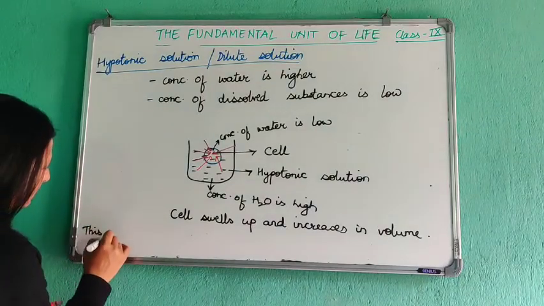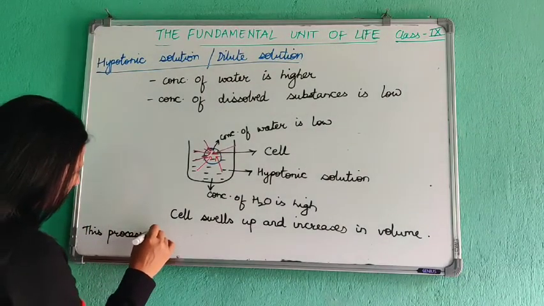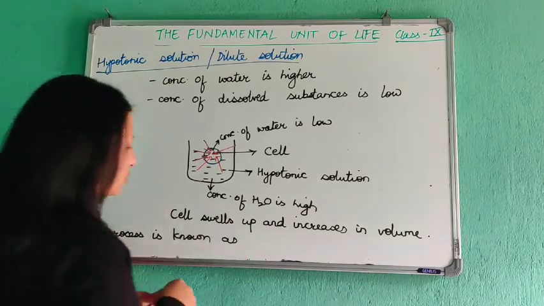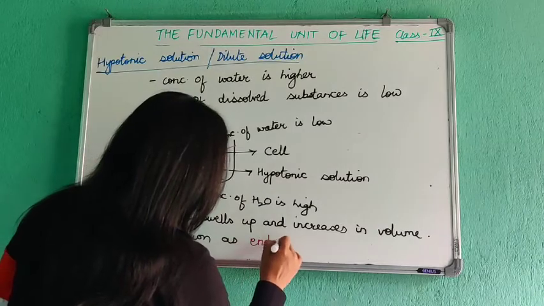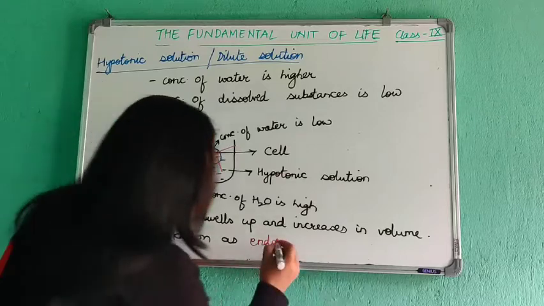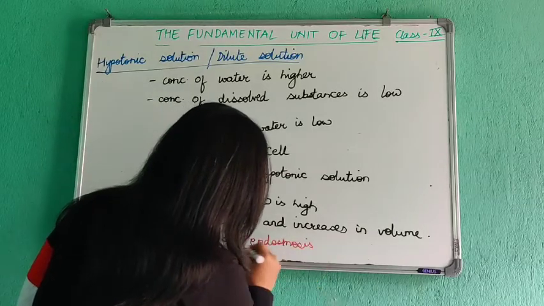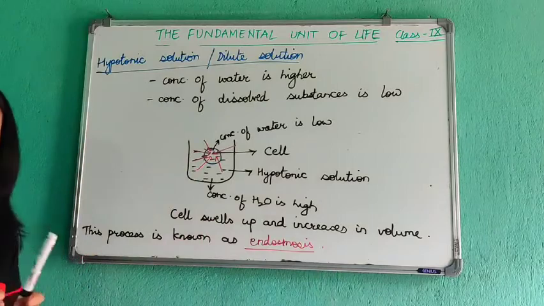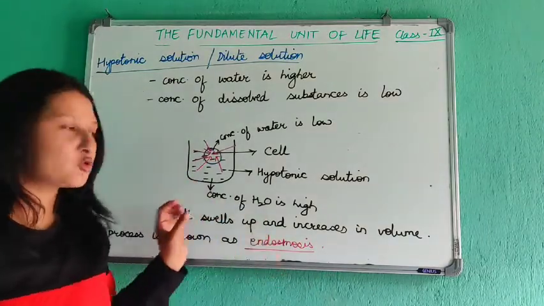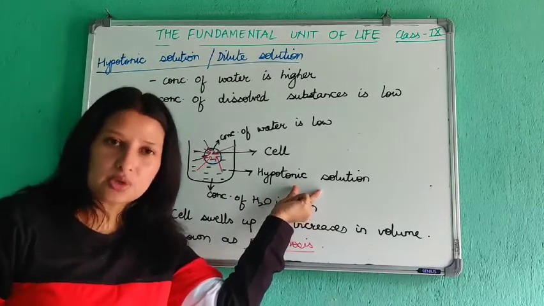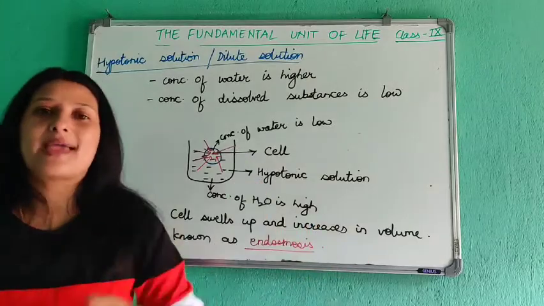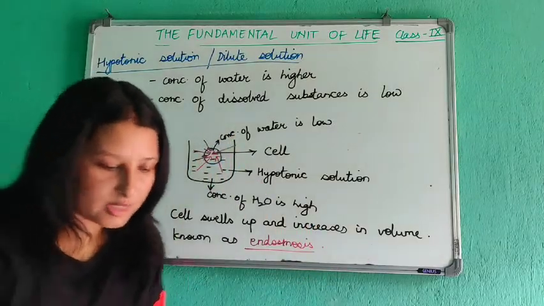Endoosmosis. Endo means water is going inside. So that is endoosmosis. I hope it is clear. So when we place a cell in hypotonic solution, the cell will swell up and increase in volume because water enters into the cell. Alright.